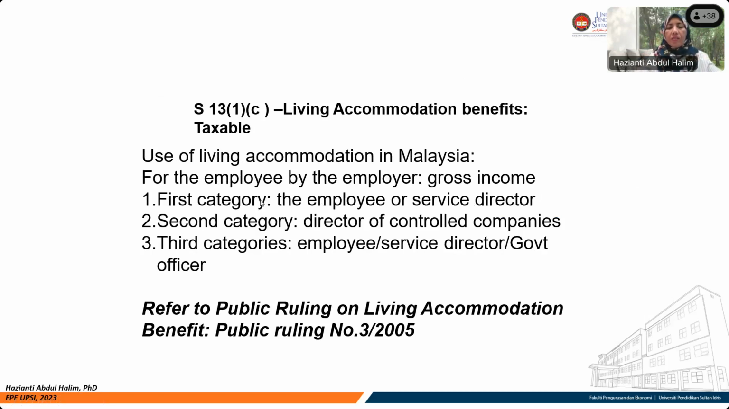First category is the employee or service director. This is the normal one lah, yang biasa saya bagi soalan pun the normal one lah, the first category. The second category is director of control companies. Director sendirian berhad company, control companies. And the third category is employee, service director or government officer.